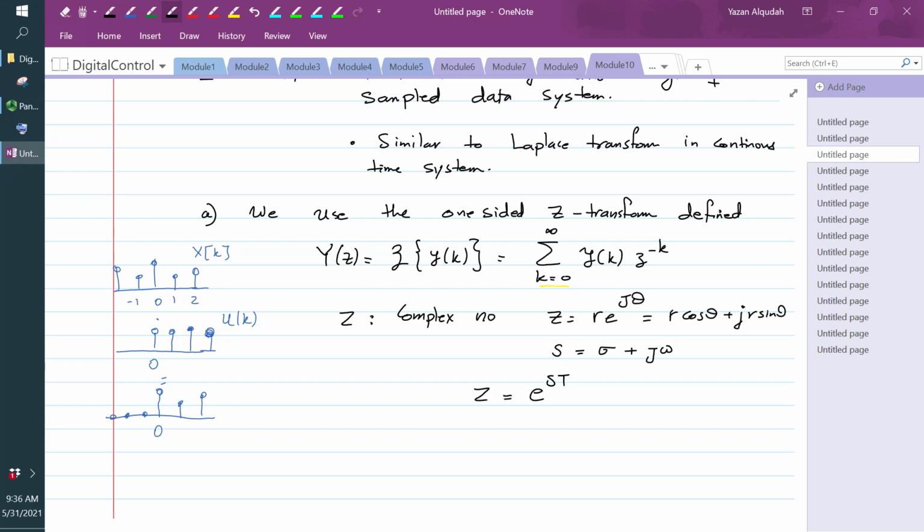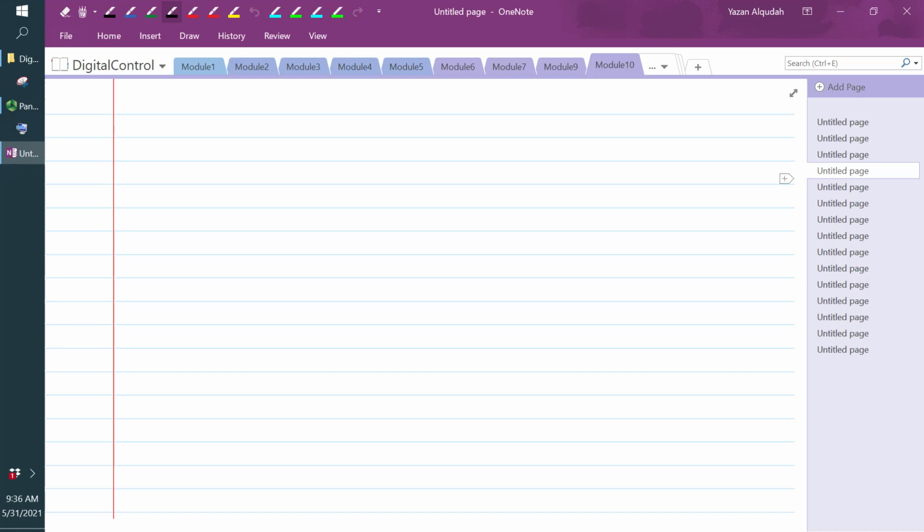Okay, so let's look at some properties of this Z transform.